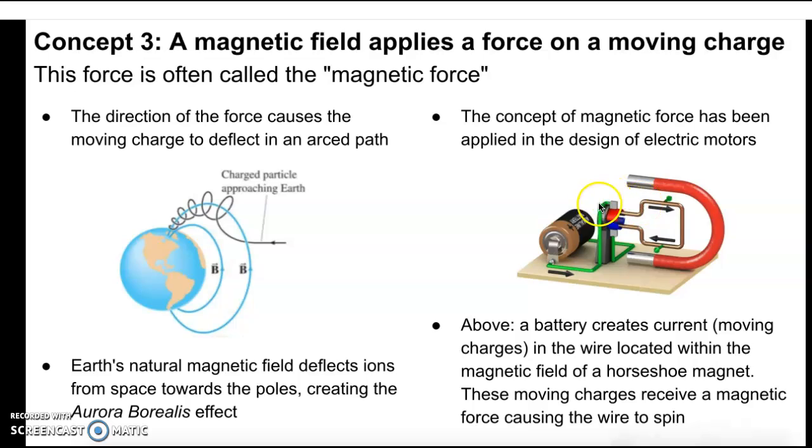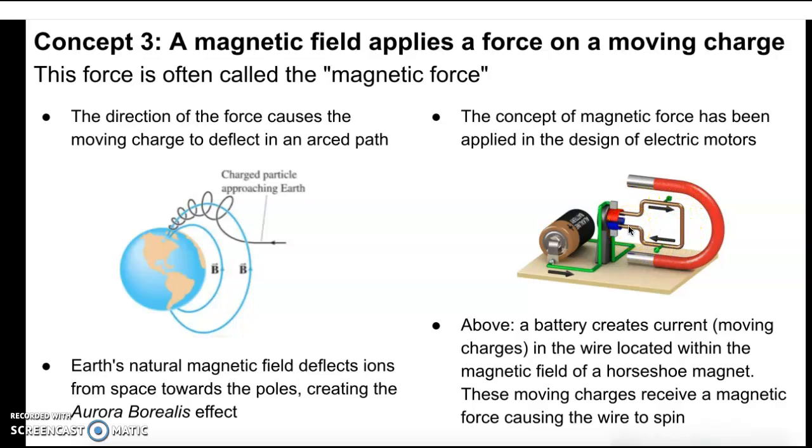This diagram is showing a conceptual picture of how a motor would work. You have a battery, which causes a current to go through this wire. I'll follow the arrows: the current's going this way through the wires. But a current is moving charges, and moving charges can feel a force from magnets. So here's a big magnet, and this magnet is applying force to the charges moving through the wire.